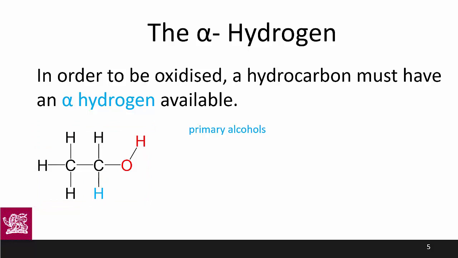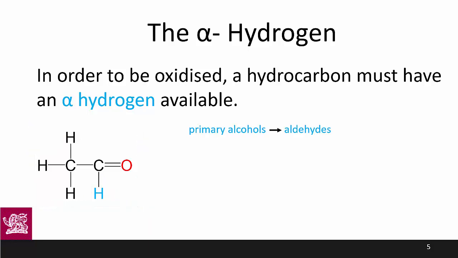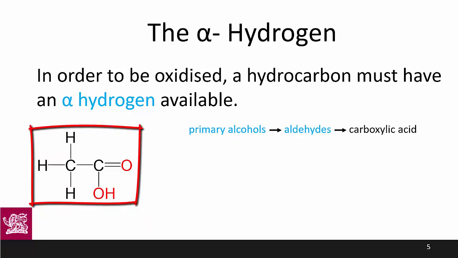The product of oxidation for a primary alcohol is an aldehyde, which also has an alpha hydrogen. And so the product of oxidation for aldehydes are carboxylic acids.